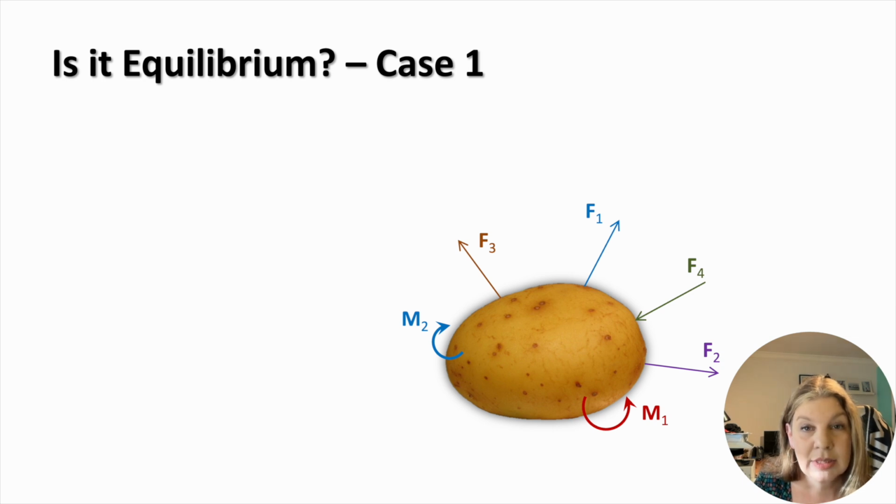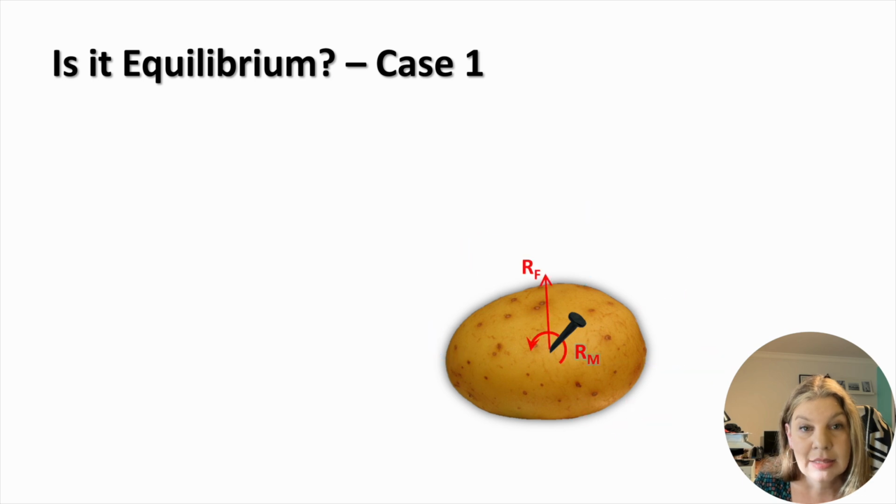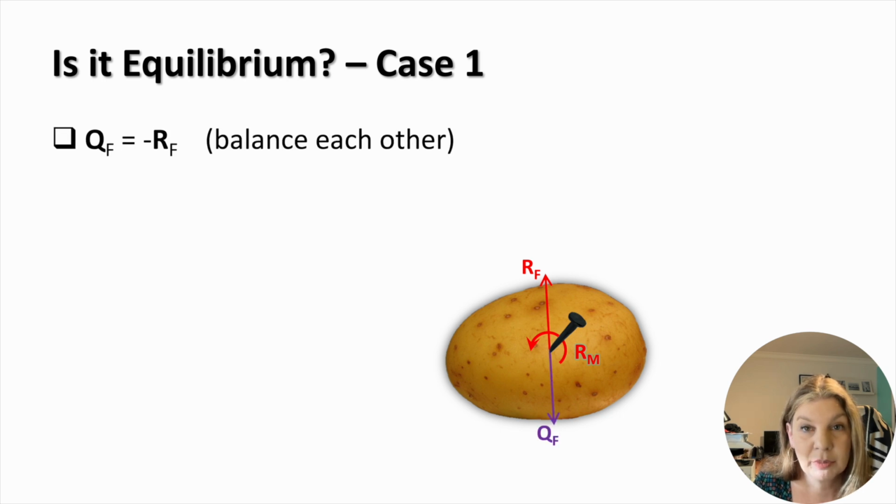In the case shown on this slide, a body is subjected to systems of external forces and moments. We nail the body to the plane and substitute the systems of external forces and moments with the corresponding resultants. The nail will prevent horizontal and vertical movement of this body, which means it will develop a reaction force equal and opposite to the resultant of external forces. As a result, RF and QF balance each other.